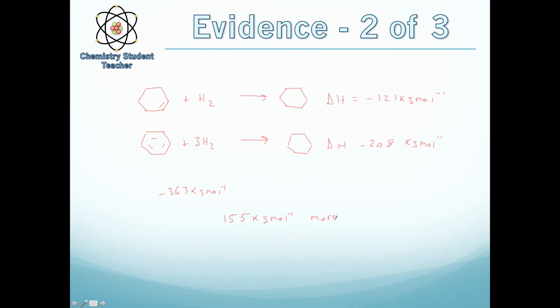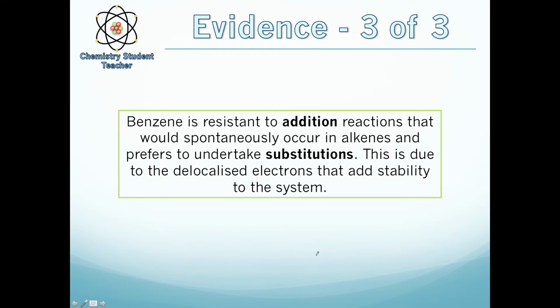And that's because of that delocalized pi system. It just makes it more stable because the electrons are spread out everywhere, and it makes it harder for, like, the hydrogen to attack in and things like that. And like I said, it's just a lower energy state. And this is the second piece of evidence for that. Let's look at the third bit of evidence.